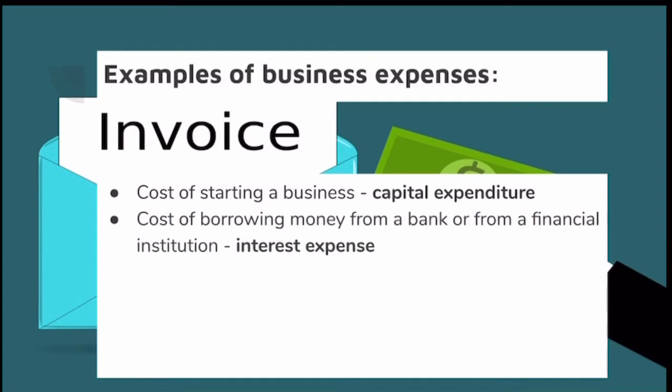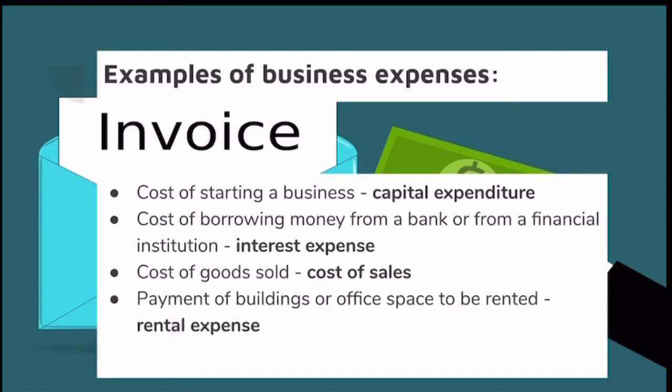Then we have interest expenses. So this is the cost of borrowing money from the bank or from a financial institute. Cost of sales. So this is the cost of the goods that is sold. Rental expenses. So it is payments of the building or office space that can be rented. Wages and salaries. So this is the cost of the labor. So if you are the owner of the business, you must pay your employees. So that is the wages or the salaries.